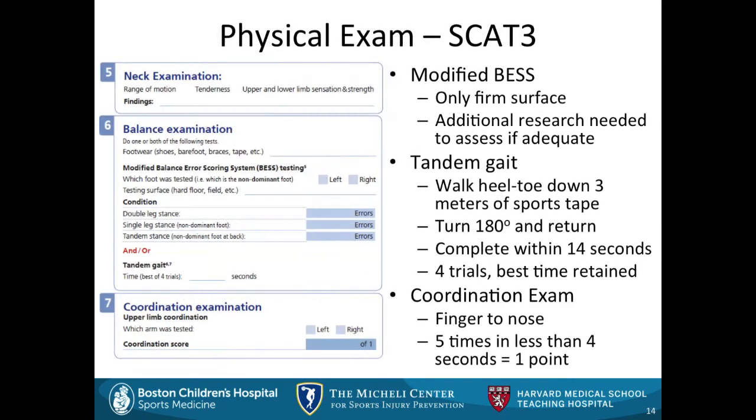And then it goes into a physical exam. So the fifth section is just a neck exam. Anytime you are assessing a concussion, if we know through what science and what Dr. Meehan has already told us, that this is an acceleration, deceleration, twisting type force to the neck and head, then certainly we have to worry about cervical injury as well. So looking at range of motion, tenderness, upper and lower limb sensation and strength, again, this isn't for a concussion. This is making sure you don't have a cervical injury that you have to worry about as well. And then going through some level of a balance examination.